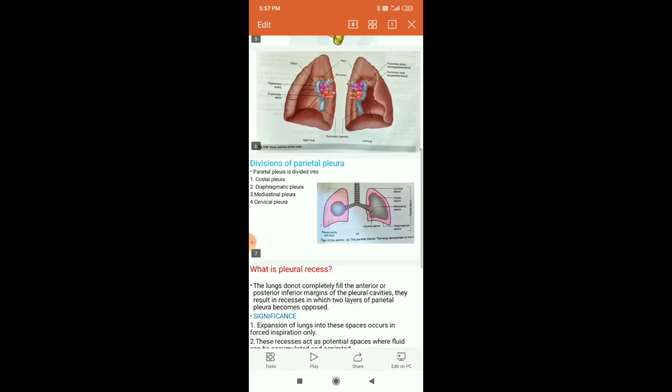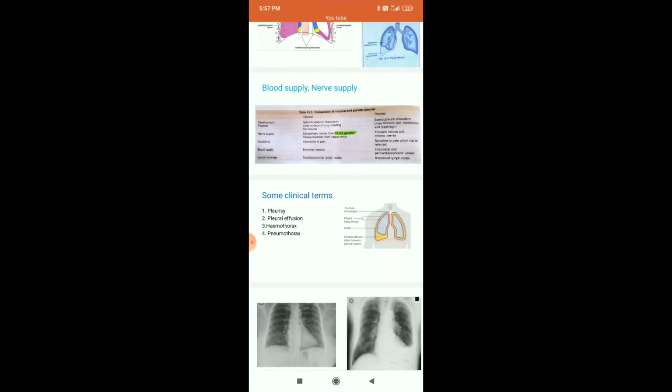Let us move to the next slide. What is the blood and nerve supply of the pleura? Blood supply: the visceral pleura is supplied by bronchial vessels. On the other hand, the parietal pleura is supplied by intercostal and pericardiophrenic vessels. Similarly, for nerve supply, we always have to keep in mind that the parietal pleura is supplied by thoracic nerves and the phrenic nerves.